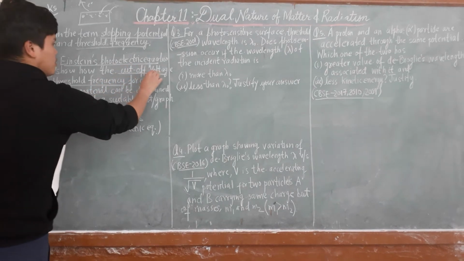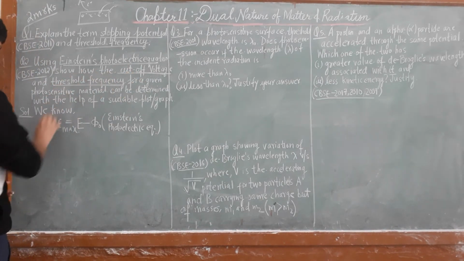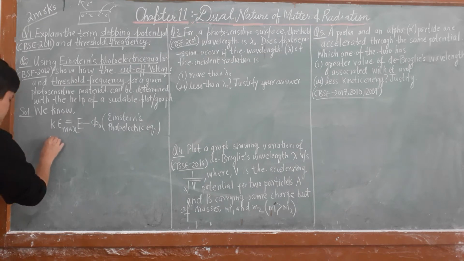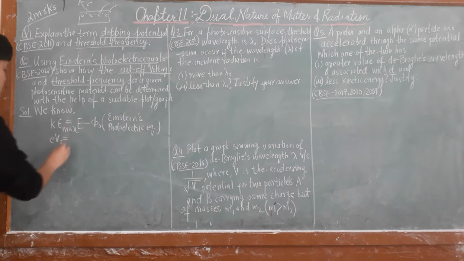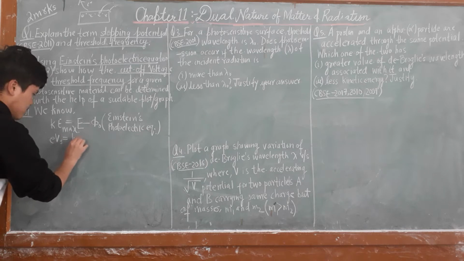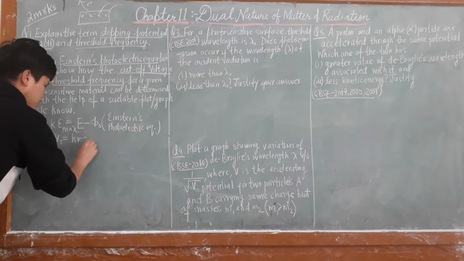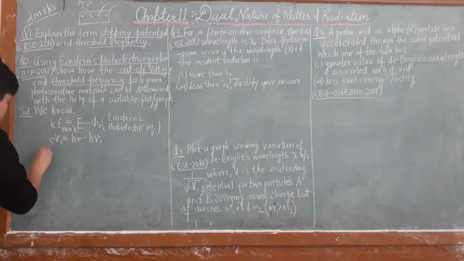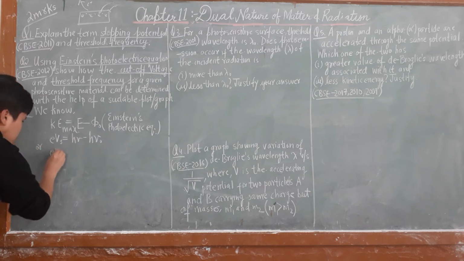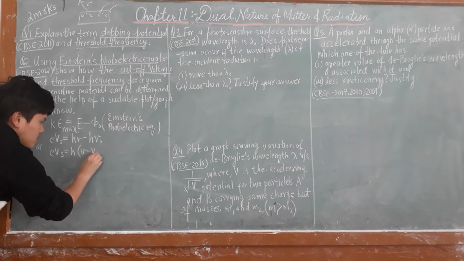Now, here we have to find the cutoff voltage, that is called the stopping potential, and the threshold frequency. So the maximum kinetic energy can be written as e Vs, charge of electron into stopping potential, and the energy can be written as h nu, using Planck's equation, and phi naught can be written as h nu naught, where nu naught is your threshold frequency. Or you can write it as e Vs is equal to h times nu minus nu naught.